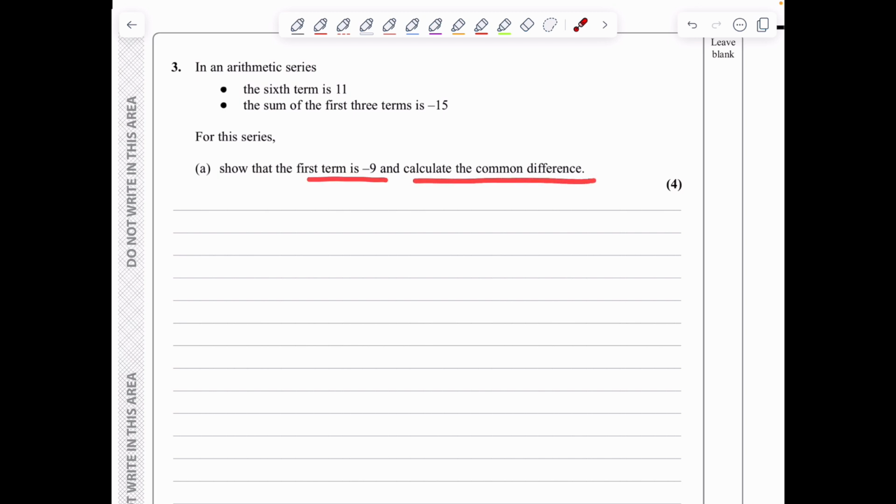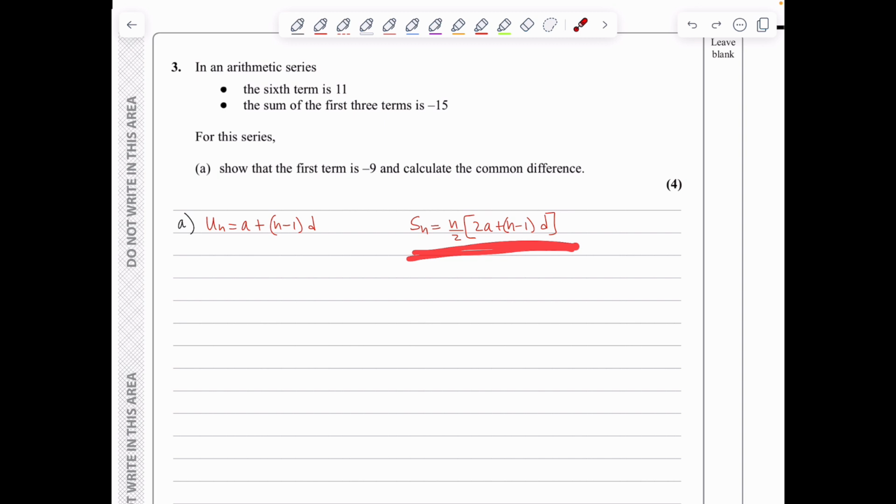Well, let me start by reminding you that the nth term of an arithmetic sequence is given by a plus (n minus 1)d, whereas the sum of the first n terms is given by n over 2 times (2a plus (n minus 1)d). We know that the sixth term is 11, so we've got that u6 is equal to a plus 5d, and this is equal to 11, whereas the sum of the first three terms will be 3 over 2 times (2a plus 2d), and this is equal to negative 15.